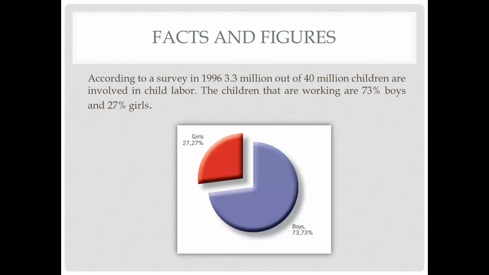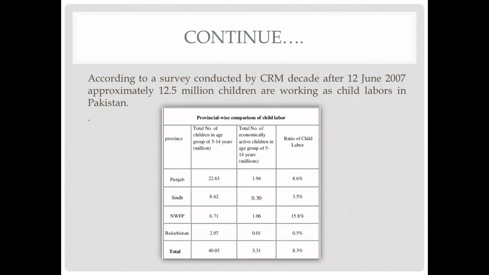Here are some facts and figures about child labor. According to a survey in 1996, 3.3 million out of 40 million children are involved in child labor. The children that are working are 73% boys and 27% girls. These children are forced to work where they are exploited for cheap labor. Another survey conducted by the Child Rights Movement decade after 12 June 2007, the World Day Against Child Labor, shows a table of provincial-wise child labor comparison. Child labor is mostly concentrated in the Punjab province.